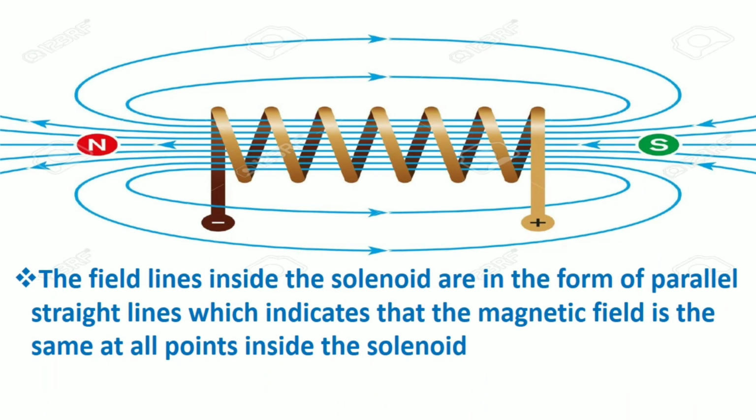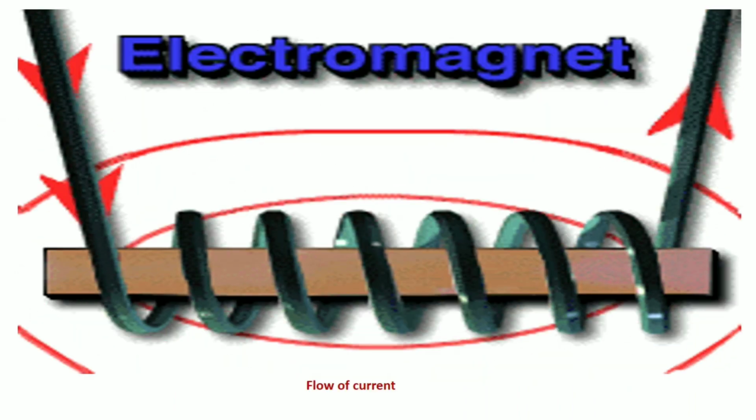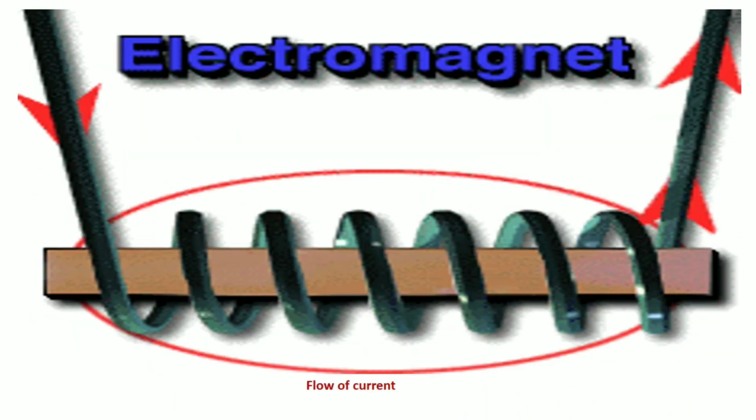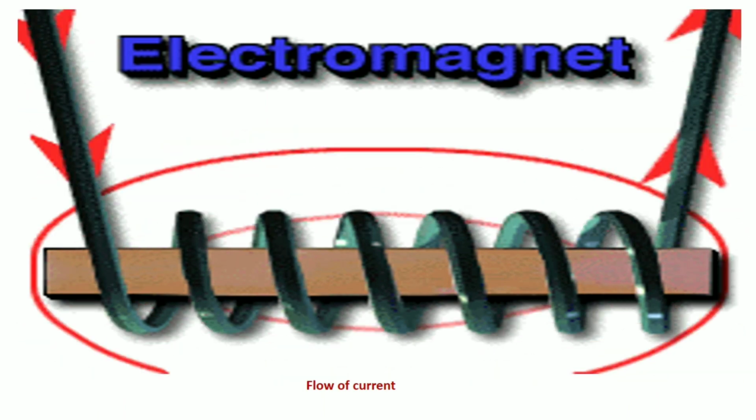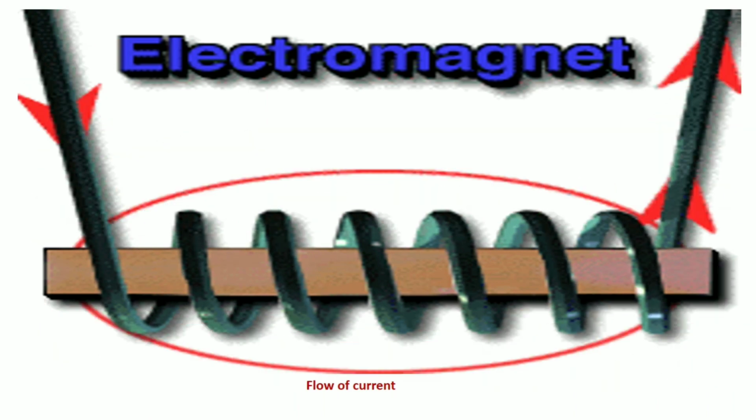The field lines inside the solenoid are in the form of parallel straight lines, which indicates that the magnetic field is the same at all points inside the solenoid. That is, the magnetic field within the solenoid is uniform. A strong magnetic field produced inside a solenoid can be used to magnetize a piece of magnetic material like soft iron placed inside the coil. The magnet so formed is called an electromagnet.